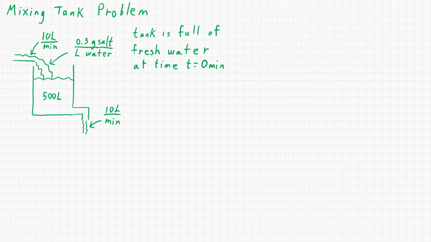So now the idea is to write an ODE to figure out how much salt is in the tank at any time t. All right, so we're going to use Q of t for quantity, the grams of salt in the tank at time t. And so it's in units of grams.